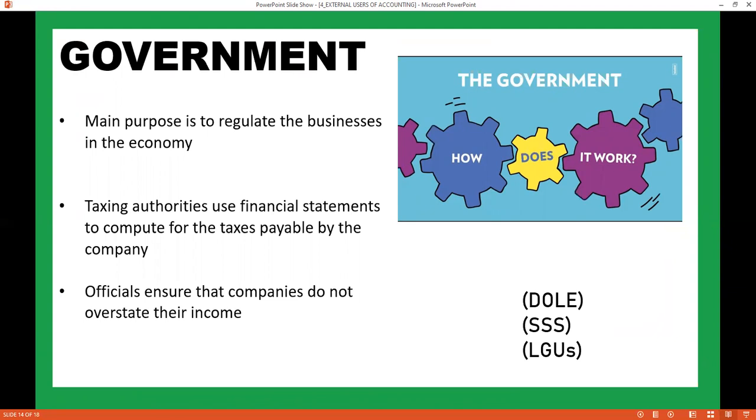They need to scrutinize because there are some businesses who overstate their income. What's the deal kapag nag-overstate ng income yung mga business? It will attract more investors and creditors. And this is a form of cheating. Ginagawa nila to para maging maganda ang impression sa business. And to avoid this, the government will scrutinize and regulate the businesses. And some of these agencies of the government are the SEC, the BIR, the DOLE, SSS, and other local government units.